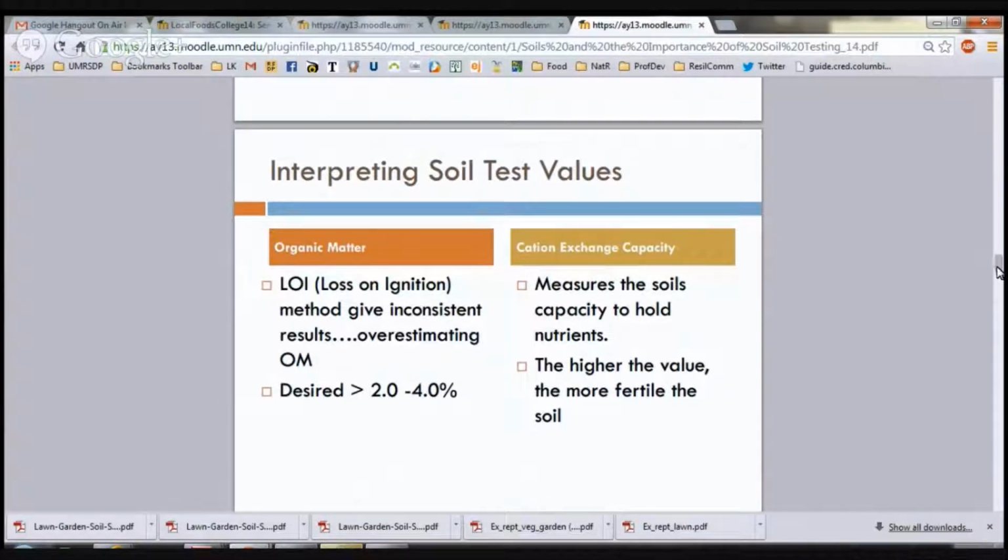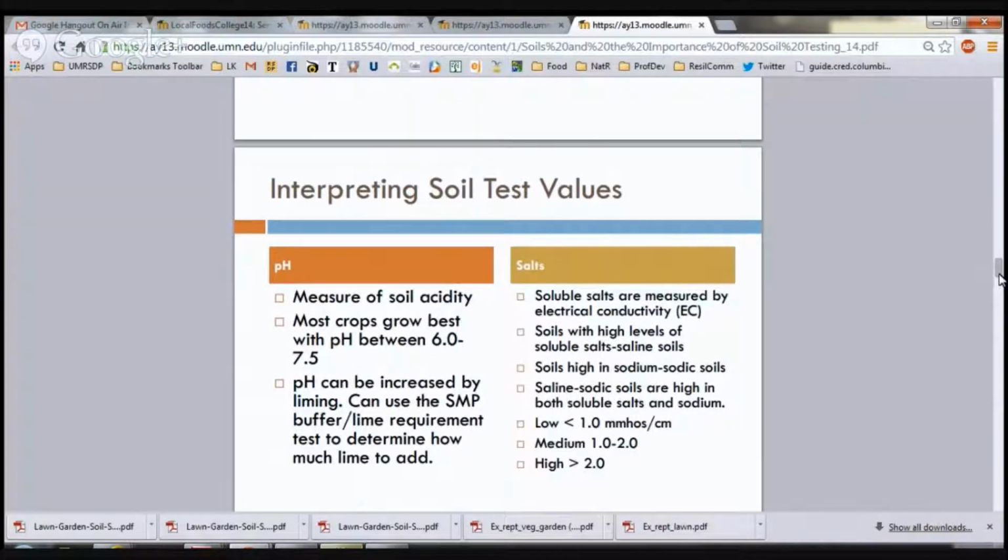Cation exchange capacity: the higher the value, the more fertile the soil is, right? pH, we want to be neutral. If you're too far off from neutral, that is where issues can come about. And also, depending on what your crop is, you can have some issues trying to change the pH.